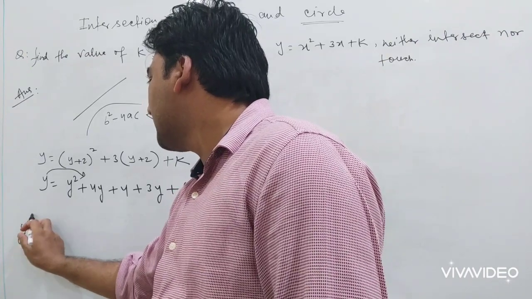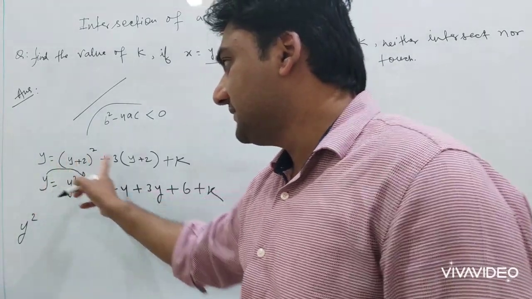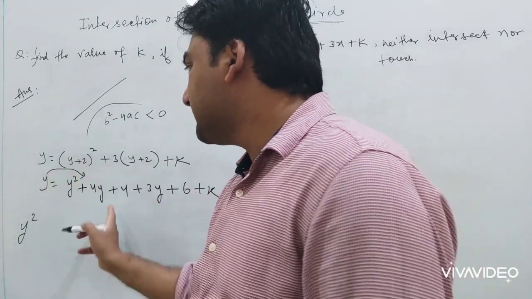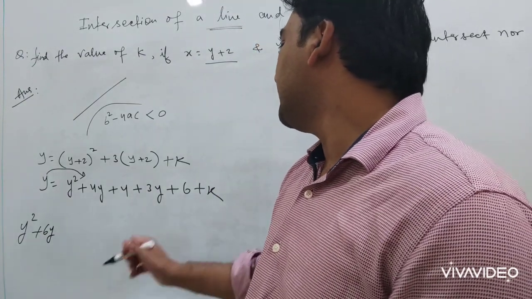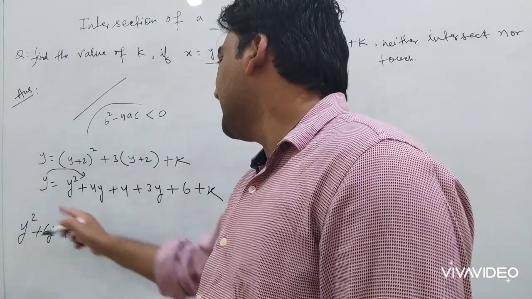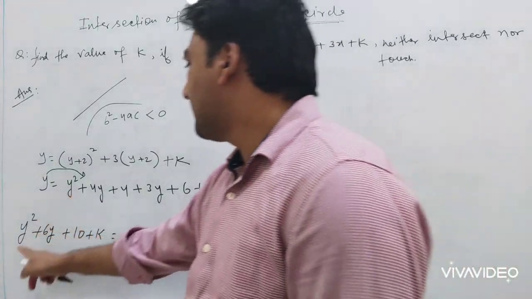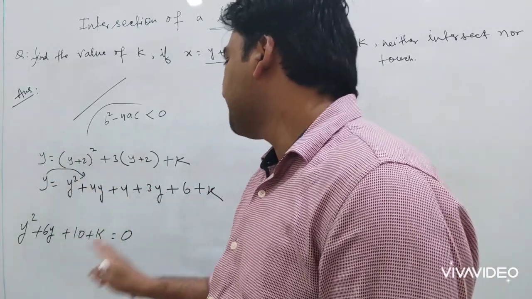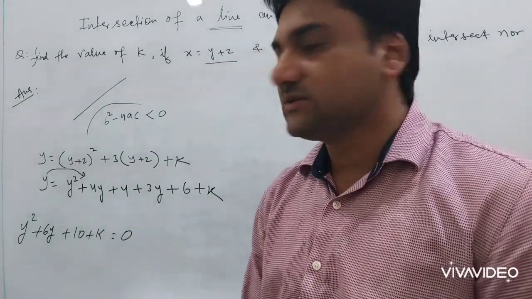Then you will have y square, 4y plus 3y is 7y, and when you take this y to the right side it will be minus y. So 7y minus y gives 6y. So y square plus 6y we got, right? And 6 plus 4 is 10, plus k. And this side is nothing, that's 0. So y square plus 6y plus 10 plus k equals 0 I got.